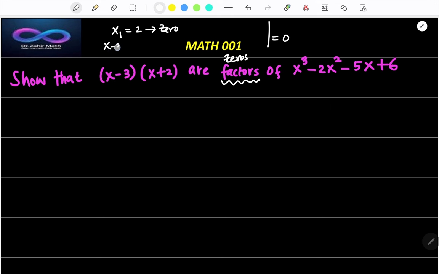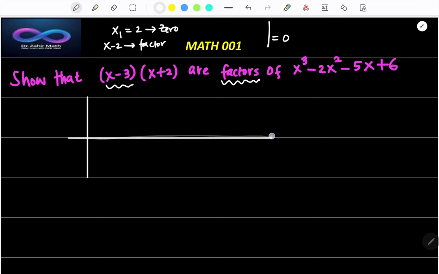And if you write it like this, it is called what? Factor. Look here, they gave it like this, so they will use the English word, what? Factors. They will not use the word zeros. So let's start now. Two times you have to do synthetic division. How many times? Two times.